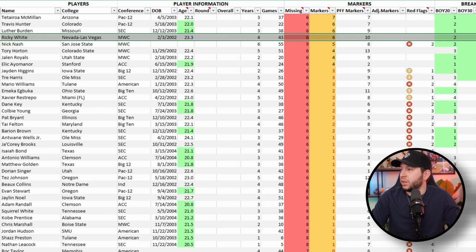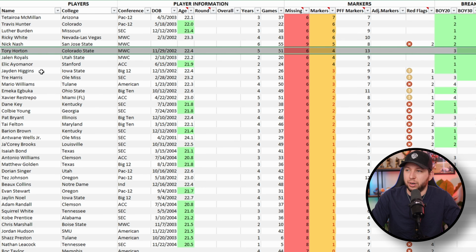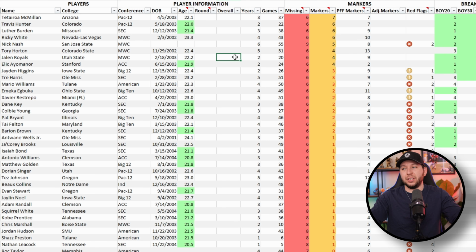Then the other one is, who else is that? Torrey Horton is the other one in here. He only hits on 4 markers, 13 PFF markers. So maybe he's this year's Puka, from a smaller school like Colorado State. We'll see. But those are the 3 names to keep watch on for 2025 positively given their per route statistics from Pro Football Focus. But that's essentially it.